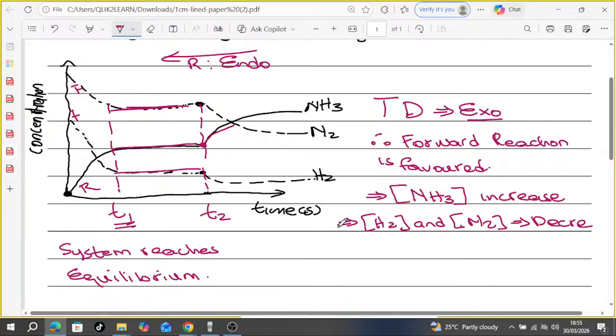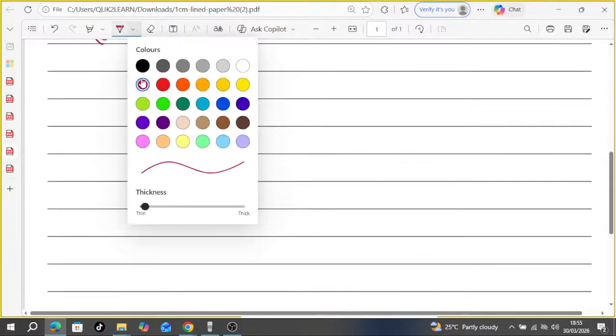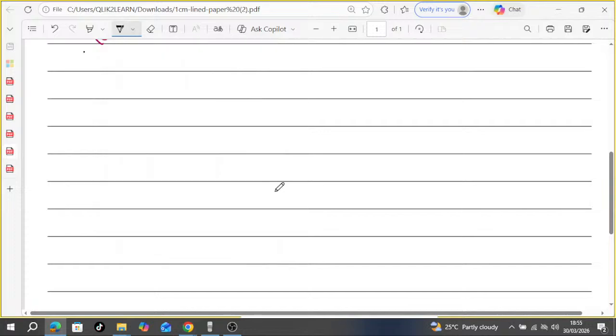So now this is the concentration versus time. But what about the rate? The rate versus time, you see? Too much work, my friend. But tomorrow we're going to finish the graph. Then we start with the equilibrium constant, how to calculate Kc. I'm very excited that we're going to do how to calculate a Kc.